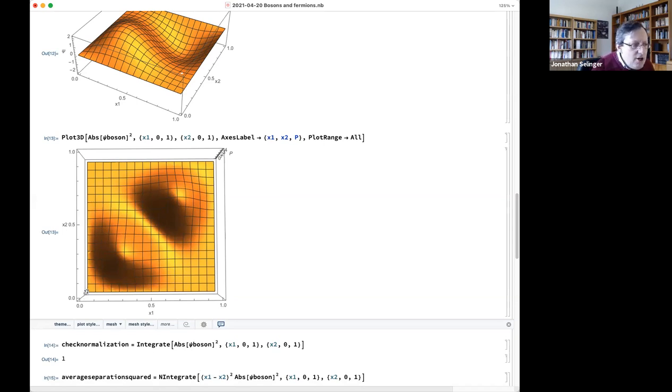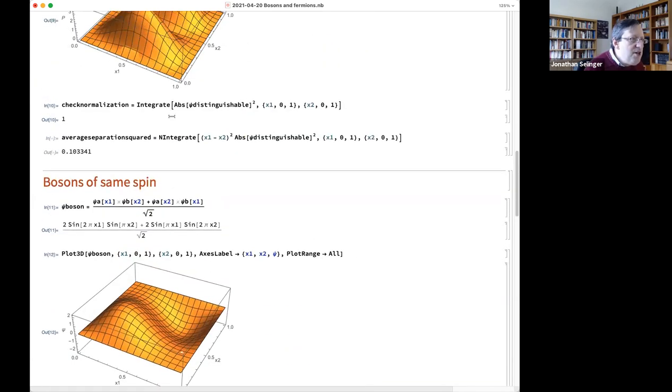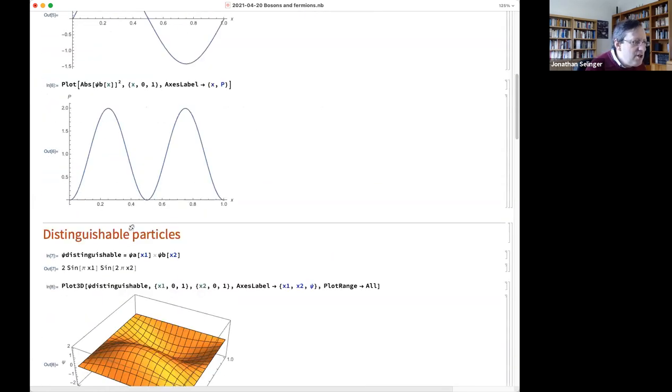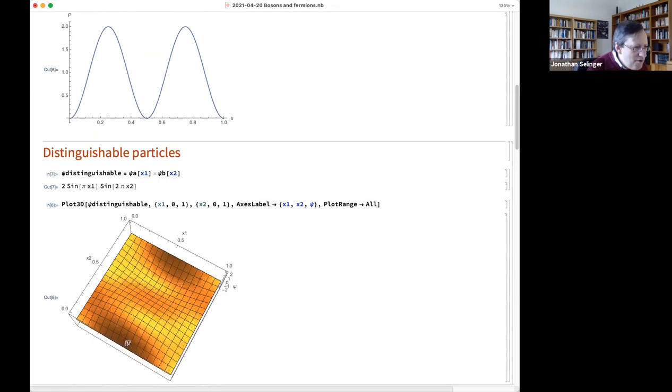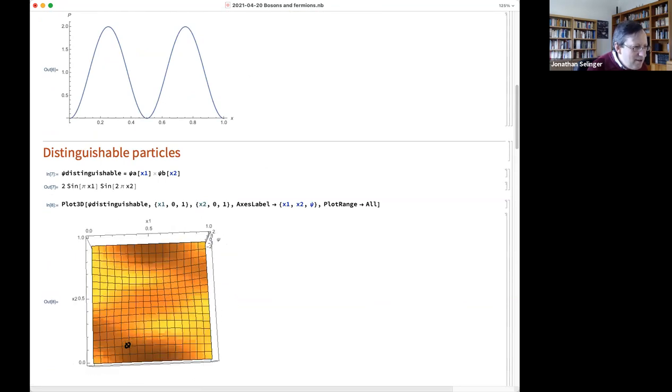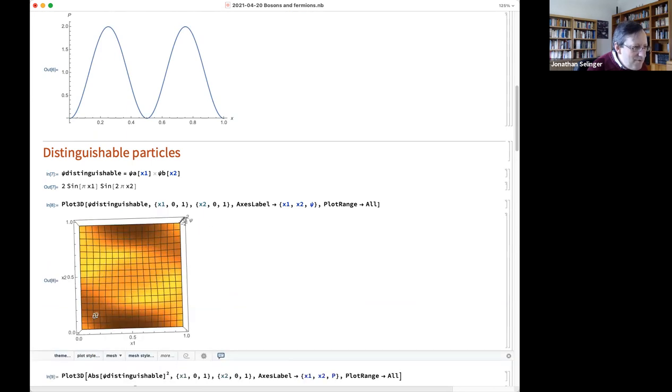And so here, the particles tend to be pretty close to the 45-degree line, compared with the distinguishable particles, where it's sort of farther from the 45-degree line. Here's the 45-degree line there. And there's a lot of probability to be in other places besides that. Okay. How about for fermions now?